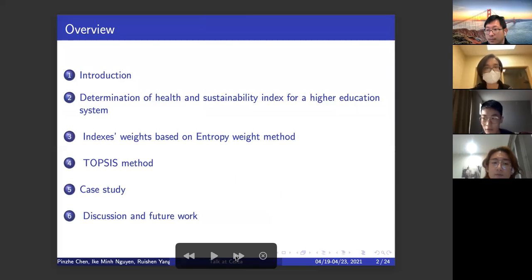Here is an overall view of today's talk. First, we'll give you an introduction about the background of this project. Then, we will introduce the determination of health and sustainable index for higher education. After that, we will explain how we are applying our data using entropy weight method and Topsis method to evaluate the health and sustainability of higher education systems. Then, we will present a case study. And at last, we will end up with conclusion and discussion on our future work.